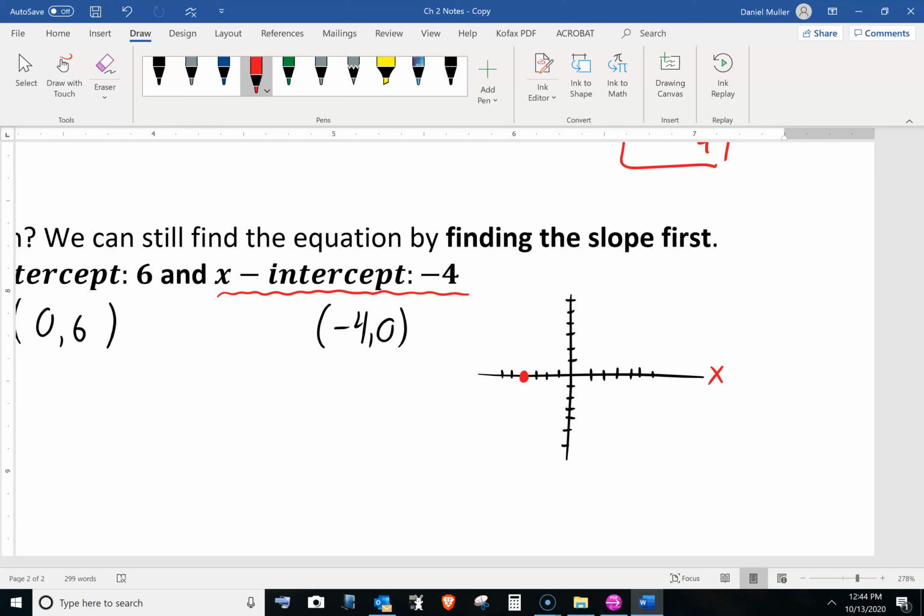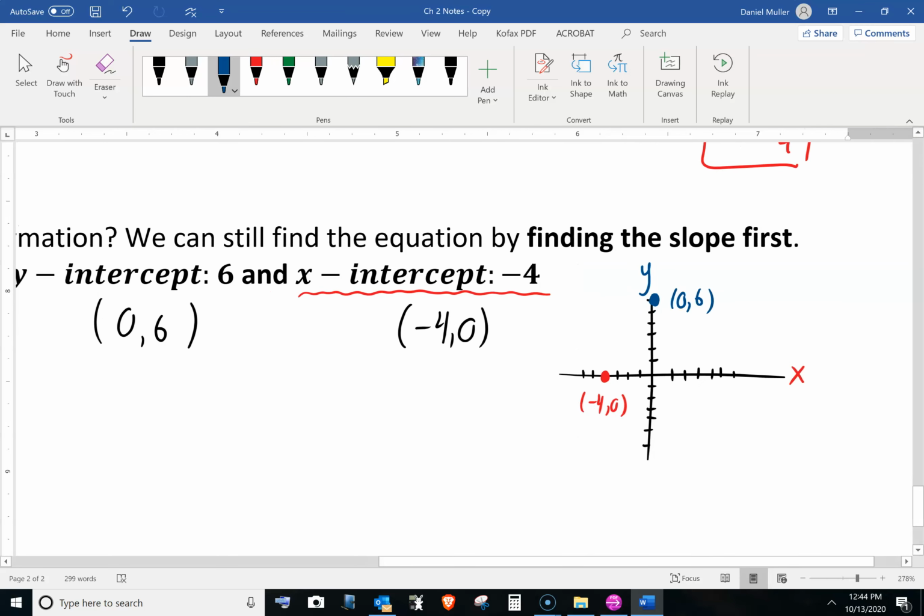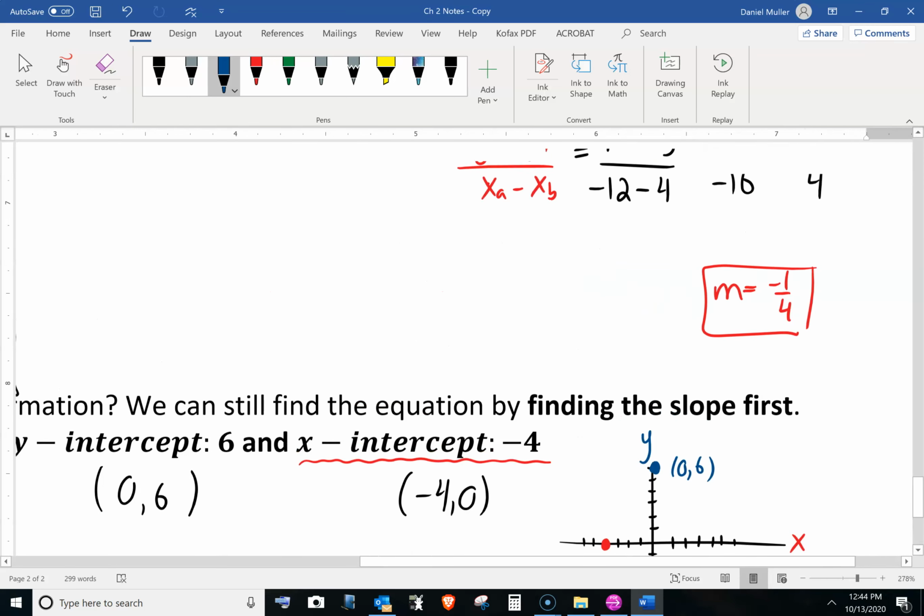Well, what is that point? Well, that point is -4, 0. And when we have a y-intercept here, the y-intercept of 6, 1, 2, 3, 4, 5, 6, well, that is the point 0, 6: over nothing, up 6. So those are points, but we just didn't write them like a point. Here, I wrote the point.